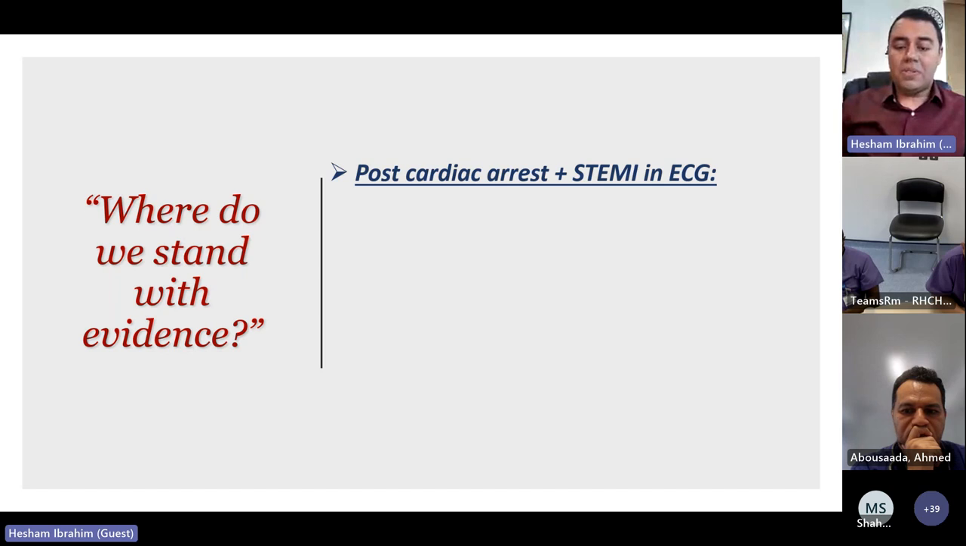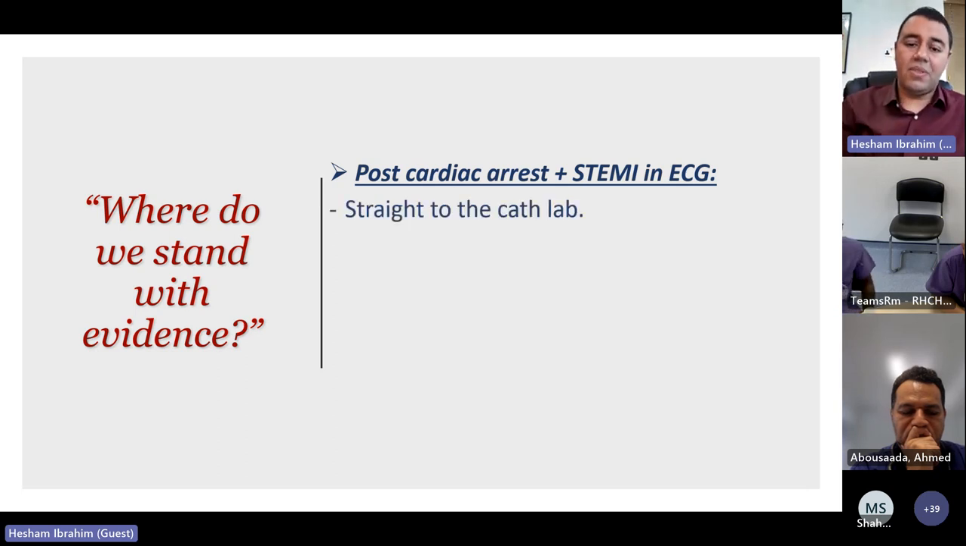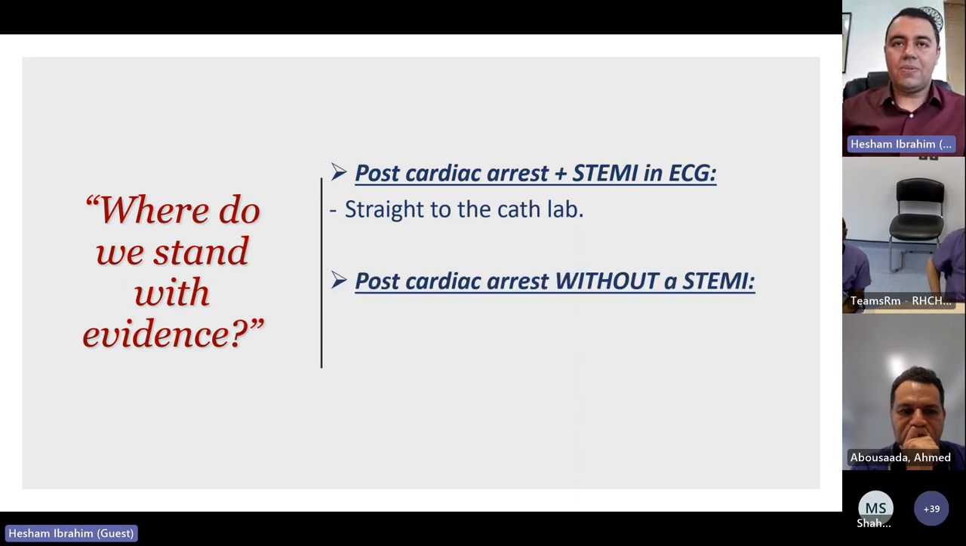The first category is post-cardiac arrest with a STEMI in their ECGs. And this is the easy one. There is no argument about this one. There is no discussion about this one. This one is just straightforward, just send to the cath lab. So that is any post cardiac arrest with STEMI in their ECGs. But there is another group that can confuse some of us. That is the post cardiac arrest patients without ST elevation in their ECGs. This one is a bit tricky.